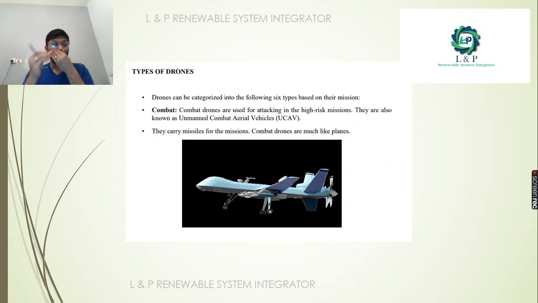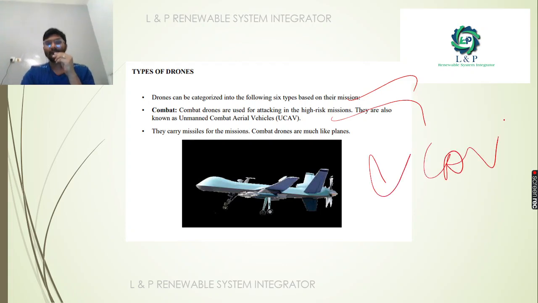Next, we are going to classify the drones based on the mission they are going to handle. We can categorize them into 6 types. First is the combat. If you're going to use your drone for combat, that is high risk missions for attacking the enemies, then it comes under the category of combat vehicles. These are the unmanned combat aerial vehicles, that is UCAV. These carry missiles for missions. Mostly they look like planes.